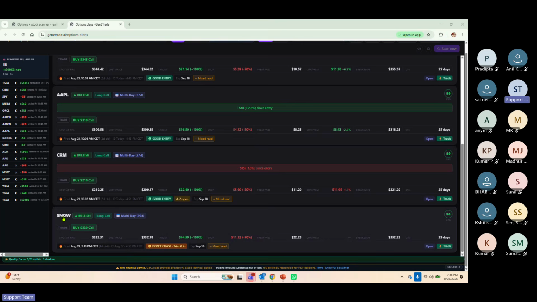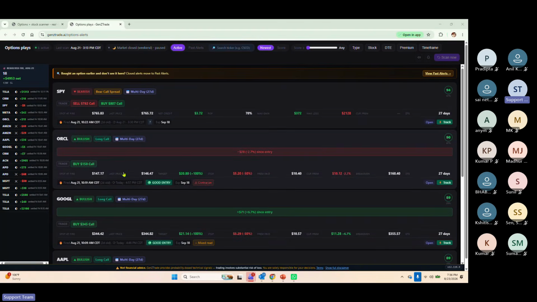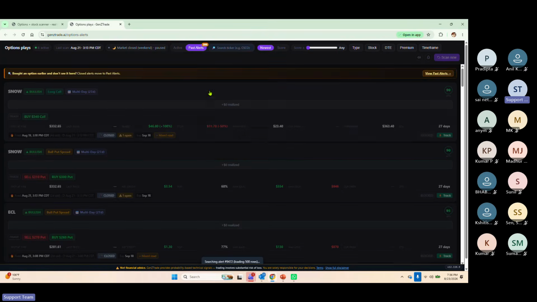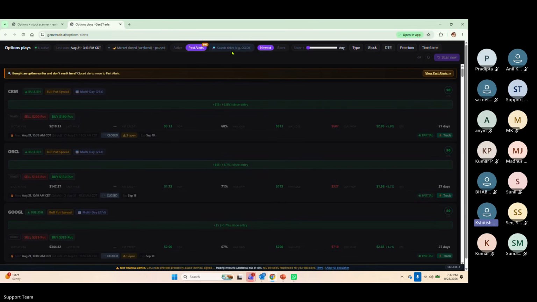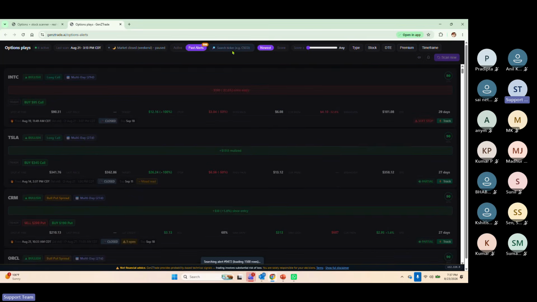Okay, so Snow fired on August 19. It's not fired on the 21st, but it still exists. It's still available because it's not weaker. Every stock, the moment it gets weaker, I will close it. Again, this Tesla one, it fired once. If you see, click on that. I don't know what happened there. I need to see what happened there.